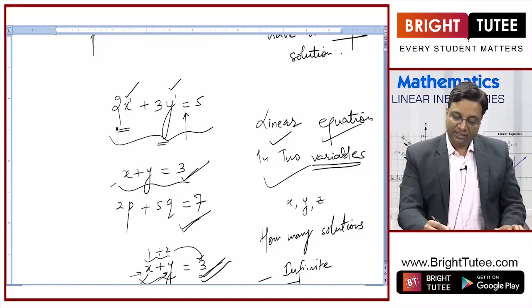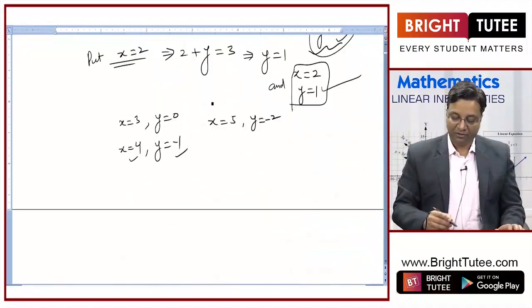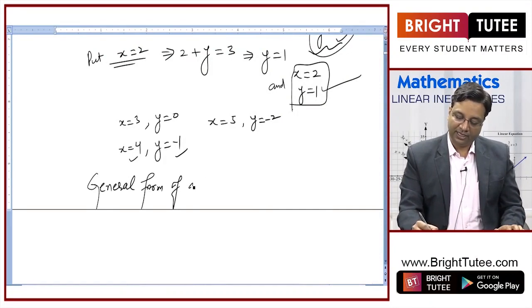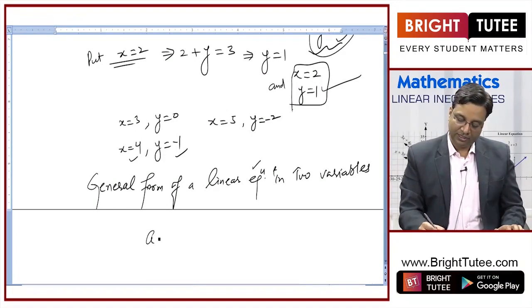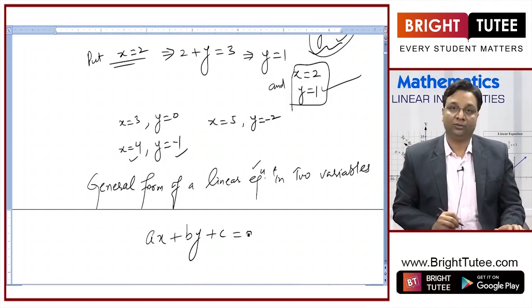Now there is a variable x, there is a variable y, and there is a constant term in this. So if I want to write the general form of a linear equation in two variables, right? This is the equation. You can write it like this: ax plus by plus c equals 0.